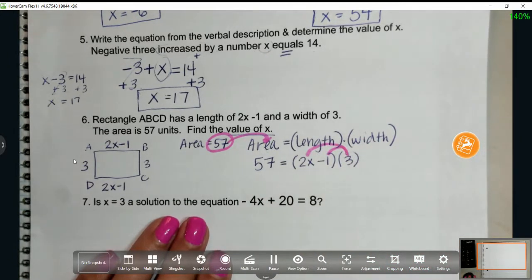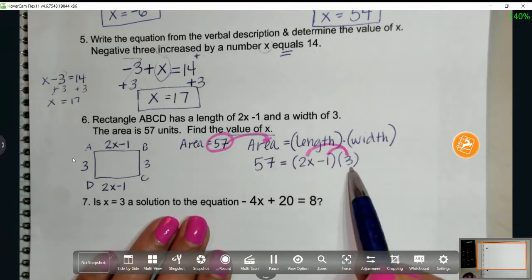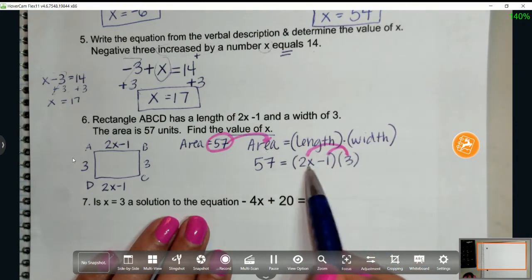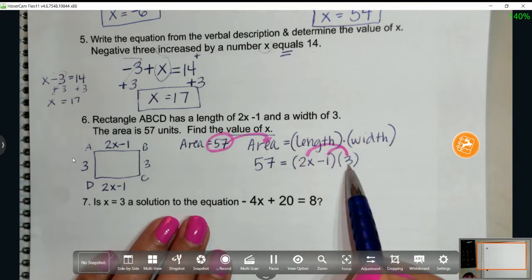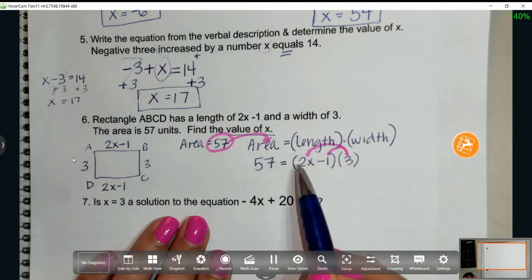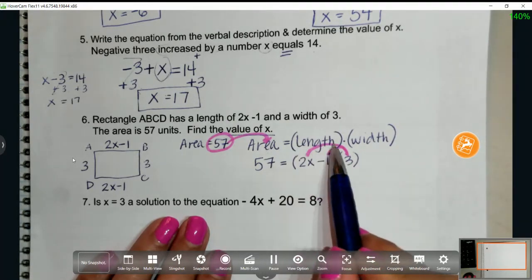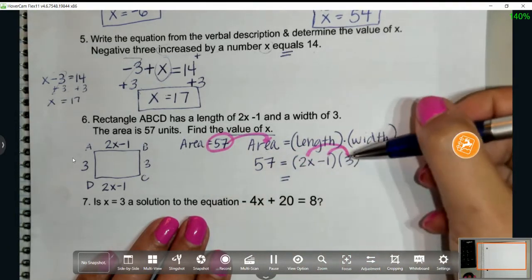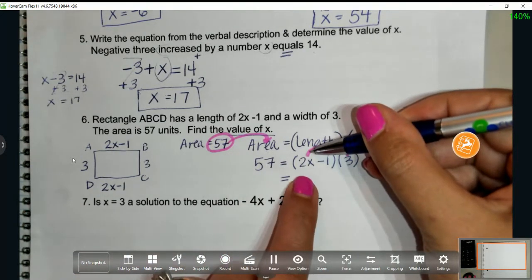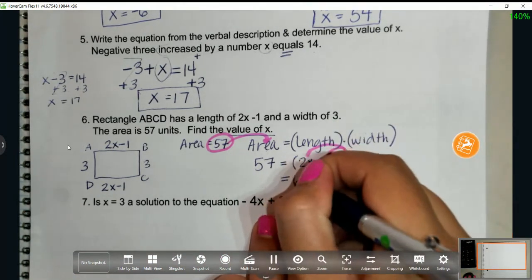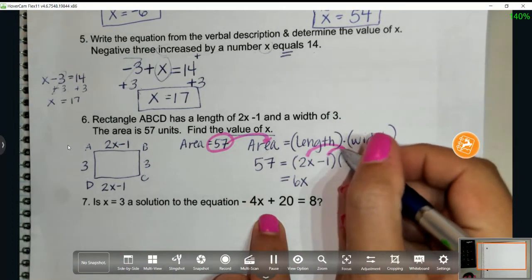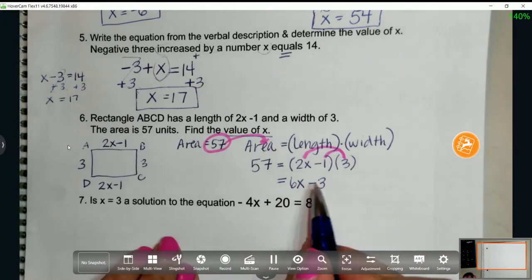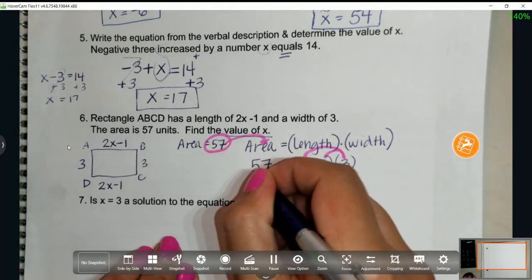So this is what it would look like to have a distribution problem, but the 3 is behind it, or what you're distributing is behind the parentheses here. But it's still the same concept, right? This 3 needs to multiply times all of the parentheses, times the total length, not just one part of it. So when we multiply 3 times the 2x, we get 6x. And we multiply 3 times a negative 1, and that gives us a negative 3. And then our area, we just bring it down because we haven't dealt with that yet.